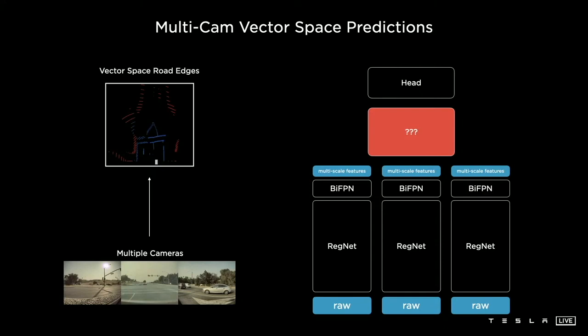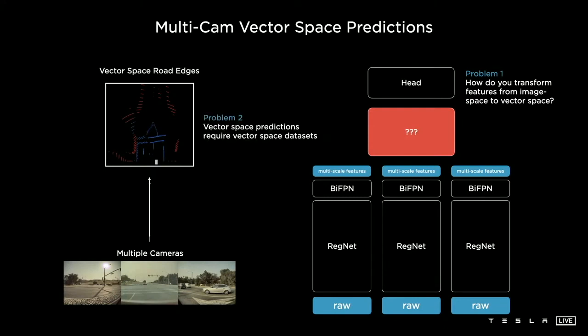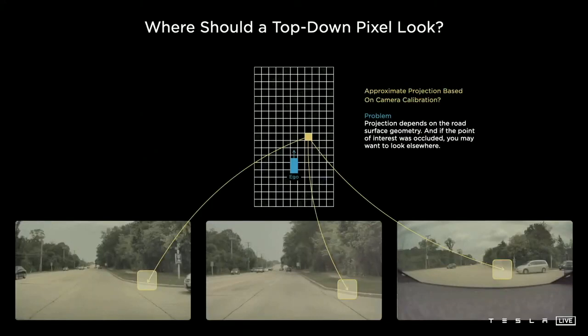Now, there are 2 problems with this. Problem number 1, how do you actually create the neural network components that do this transformation? And you have to make it differentiable so that end-to-end training is possible. And number 2, if you want vector space predictions from your neural net, you need vector space data sets. So just labeling in images and so on is not going to get you there. You need vector space labels. We're going to talk a lot more about problem number 2 later in the talk. For now, I want to focus on the neural network architectures, so I'm going to deep dive into problem number 1.